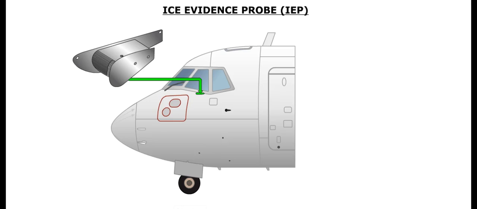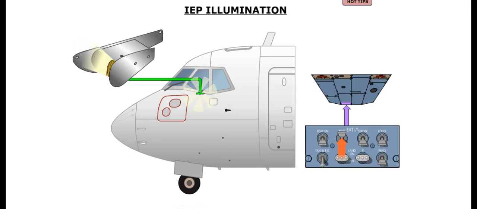The probe is designed to retain ice until sublimation or melting has occurred, and is intended to provide the flight crew with a visual means of determining that other portions of the airframe are either accreting ice or are free of ice. The icing evidence probe can be illuminated so that it is visible at night. The light is controlled by the navigation light switch.